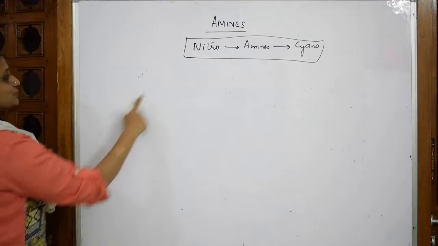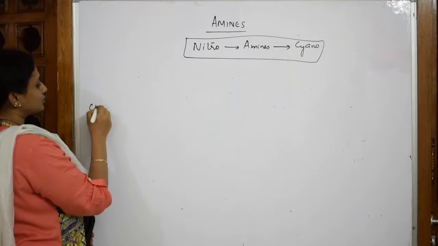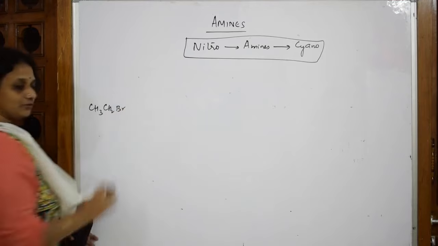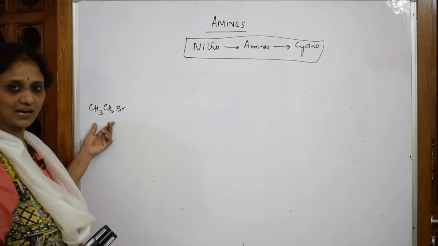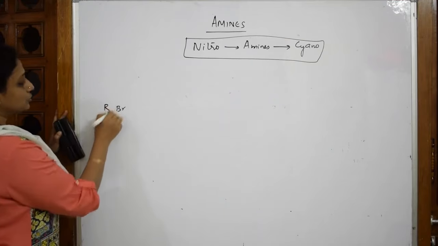Now first, let us prepare the nitro compound. How am I preparing the nitro compound? Suppose I'm going to take CH3CH2Br. This is your alkyl halide, a haloalkane. So instead of CH3CH2Br, I am writing RBr. Not a problem, isn't it?